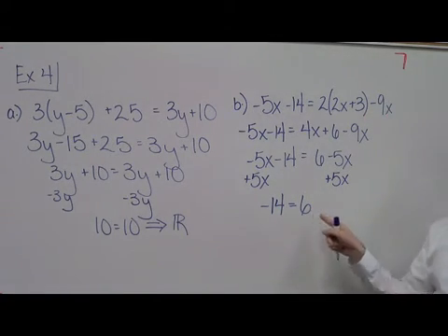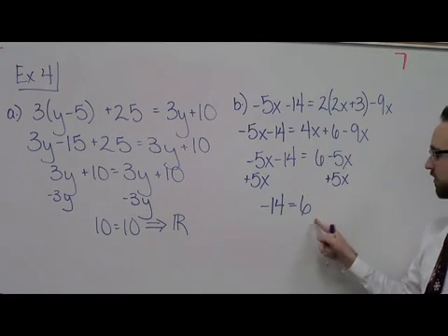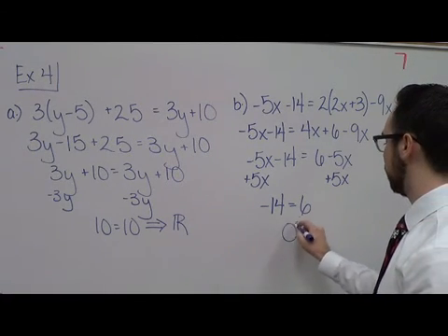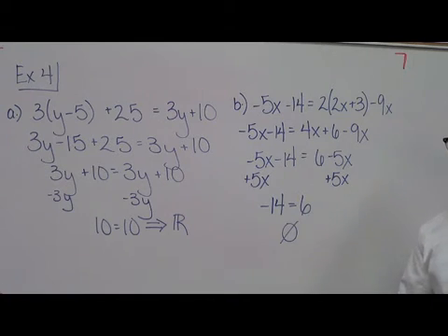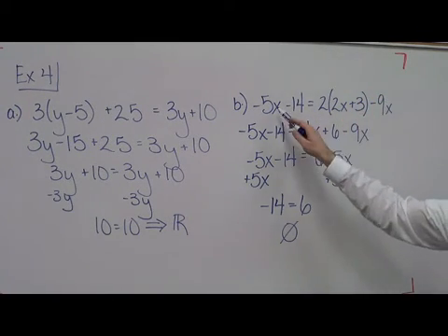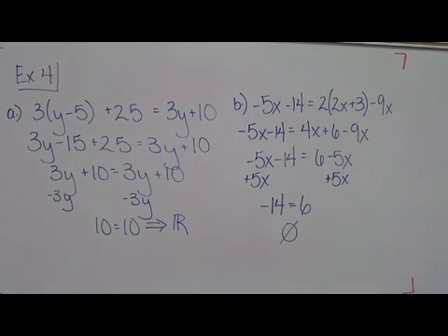Well, negative 14 is never equal to 6. That can't happen. So we say there is no solution. Nothing is going to satisfy this. This side of the equation will never be equal to that side of the equation.